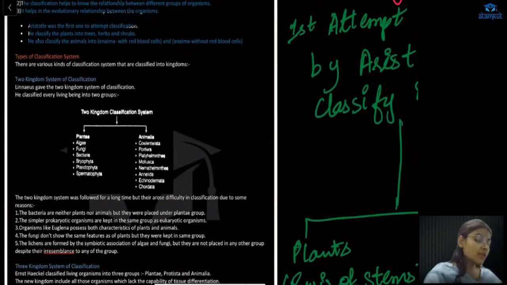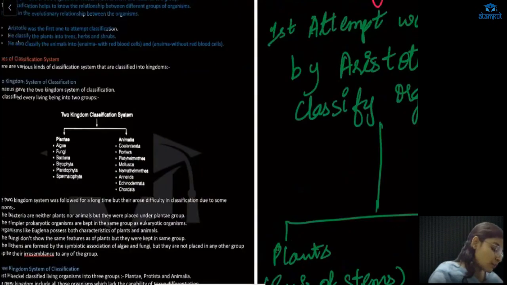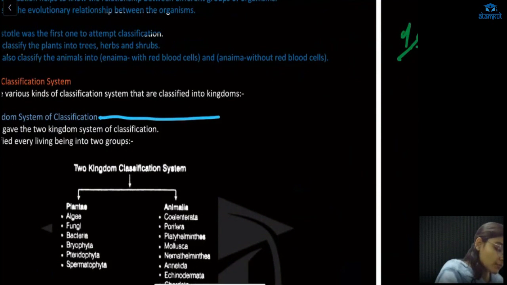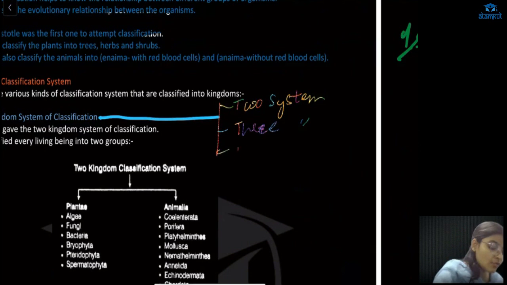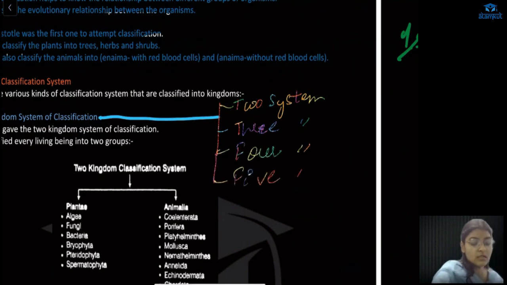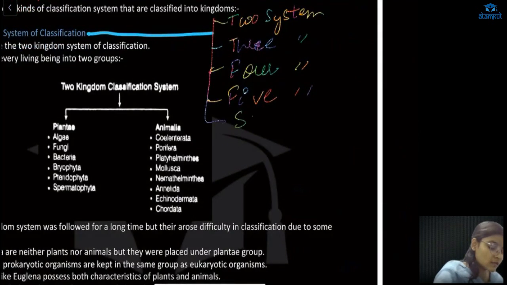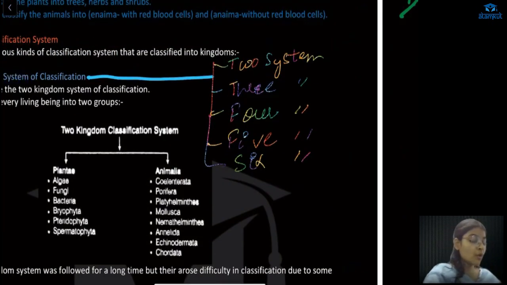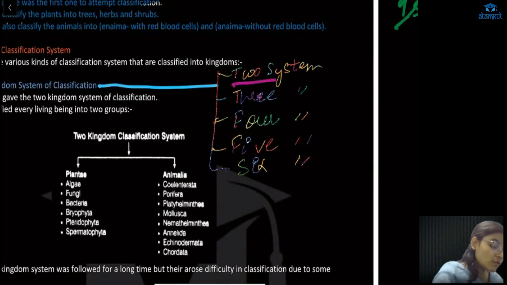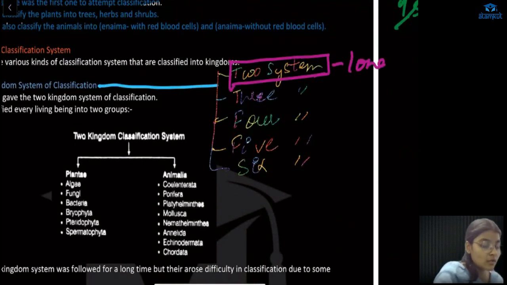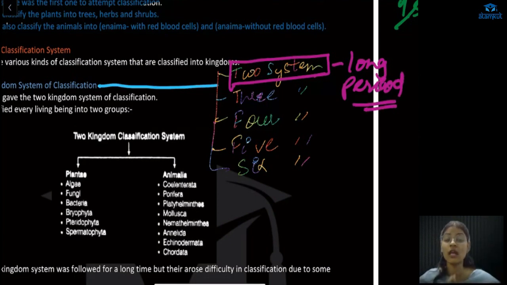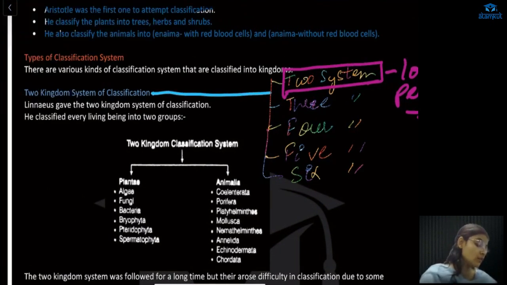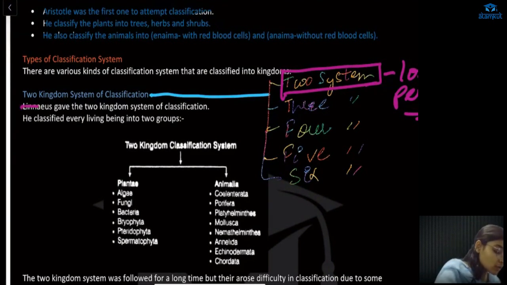Then, the types of classification systems. Basically, you will study five different kinds: two kingdom, three kingdom, four kingdom, the five kingdom system, which still prevails and is still famous, and the six kingdom system of classification. The two kingdom system is famous and was valid for a long period of time. It was given by Carolus Linnaeus, so we will study about this.